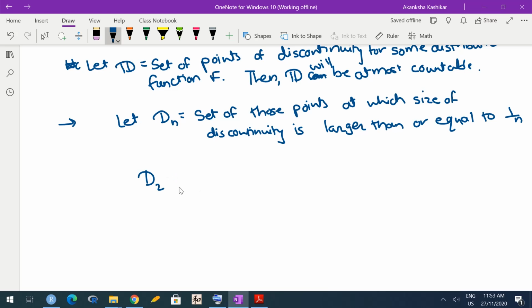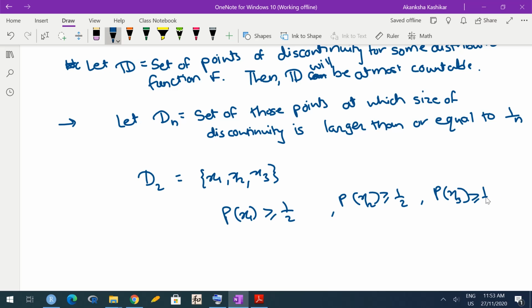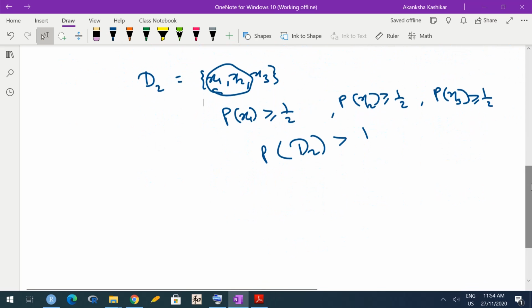Okay. Now how many points can D_2 have? Let me say D_2 has 3 points. Let me call them x1, x2, x3. What does it mean? It means the probability of x1 is greater than or equal to half because it is in D_2. Similarly, the probability of x2 is greater than or equal to half, and the probability of x3 is also greater than or equal to half. And these are single points. So the probability of the entire set D_2 would be greater than or equal to 3 times half, that is 3 by 2. So it would be strictly greater than 1, which is not possible. You cannot have probability greater than 1. So D_2 can have at most 2 points. By the same logic, in general, D_n can have at most n points.